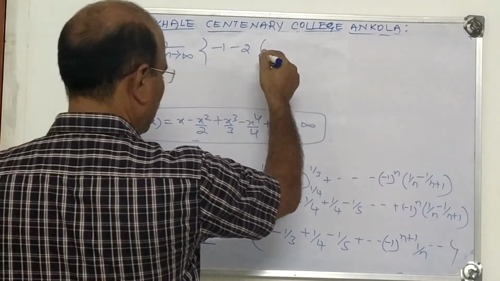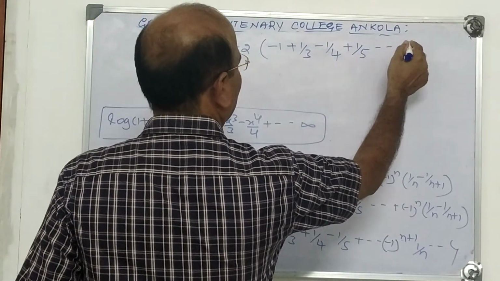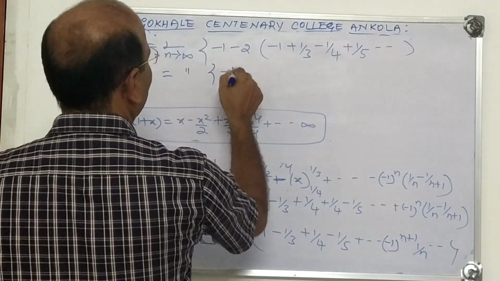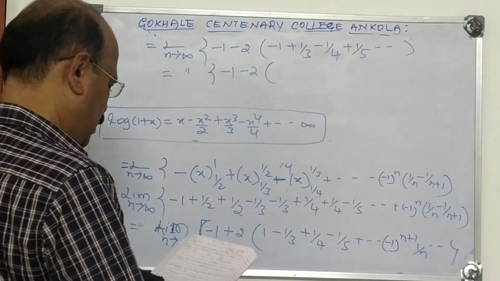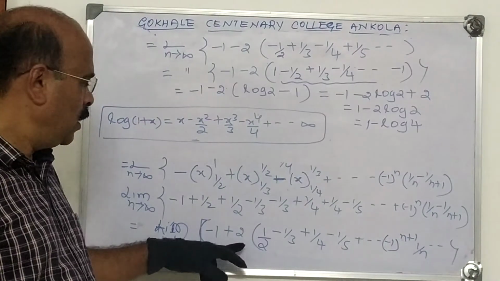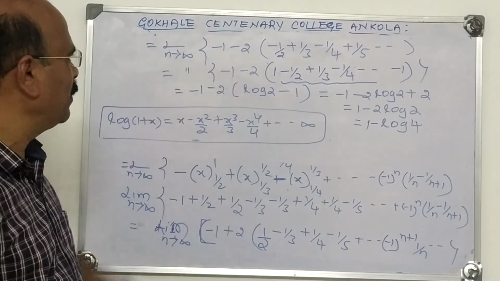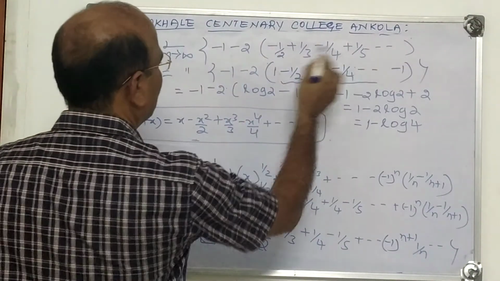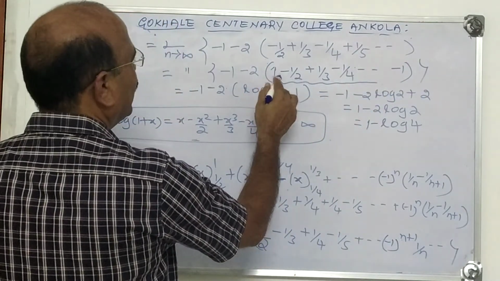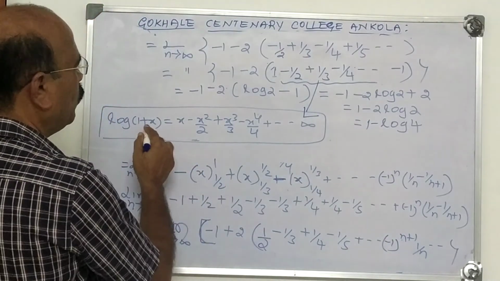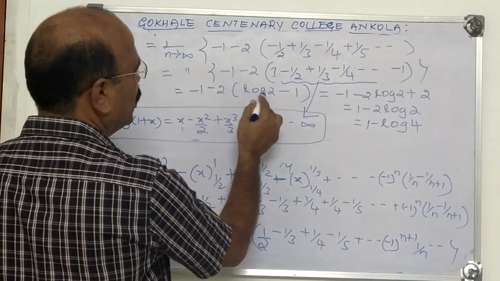it is minus 1 minus 2 into minus 1 plus 1 by 3 minus 1 by 4 plus 1 by 5 etc. to infinity. So it is the limit as n tends to infinity of minus 1 minus 2 into, say you make this plus 2 into 1 by 2, it is 1 by 2 minus 1 by 3 and so on. The next step is we take minus 1 common here, so you get minus 2 into this. Now the important next step is to add 1 and subtract 1 in this bracket. Then it becomes a standard series because it is in the form of log of 1 plus x. Here, in place of x write 1, you will get this. So it is minus 1 minus 2 into log 2 minus 1.